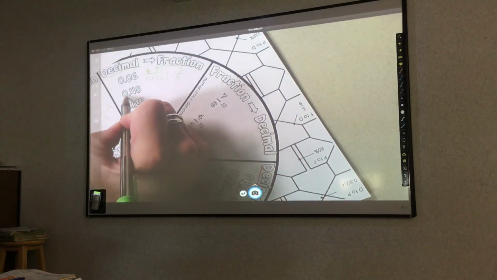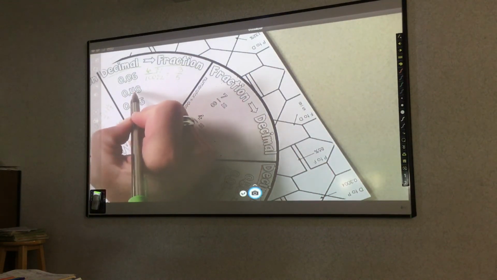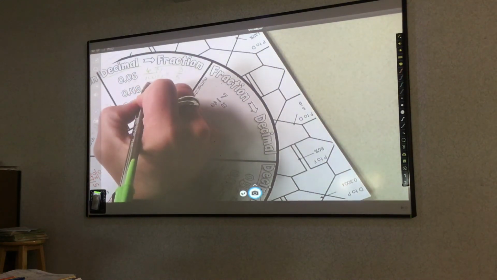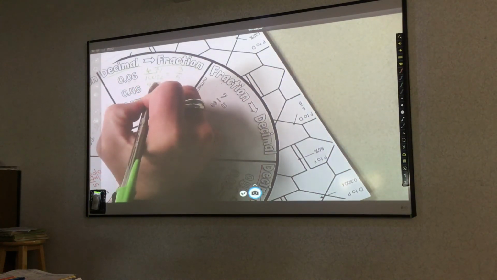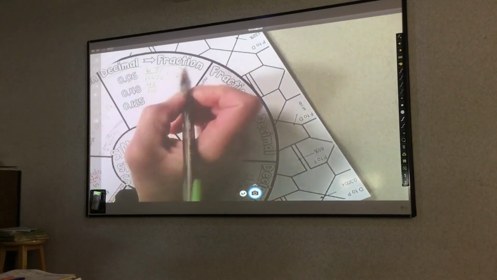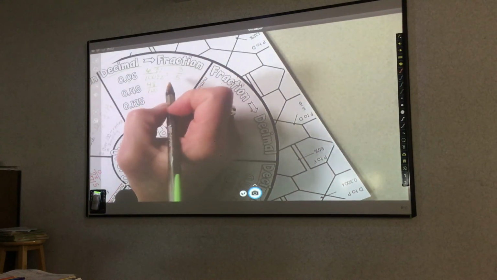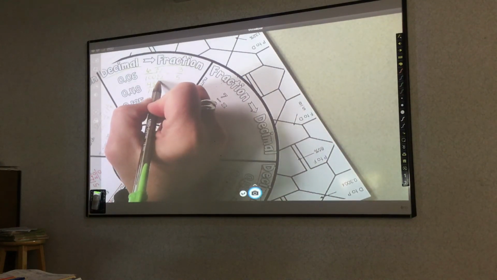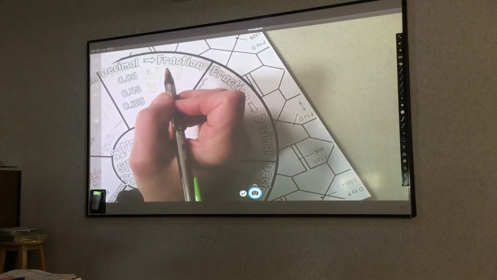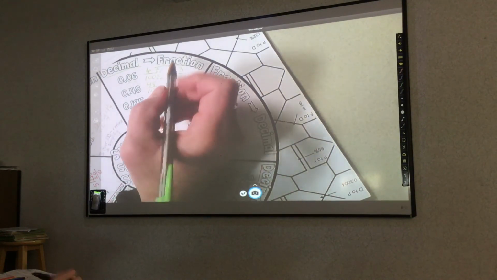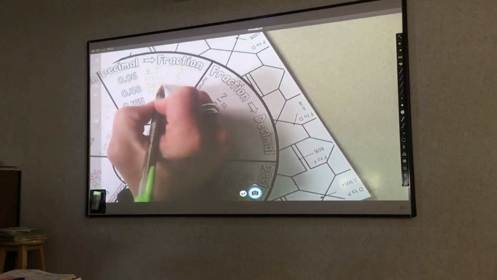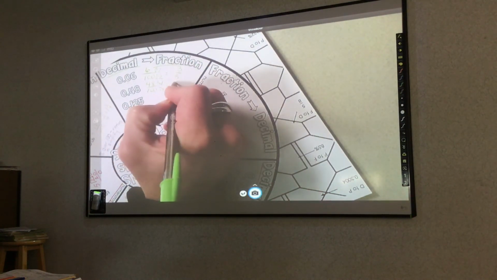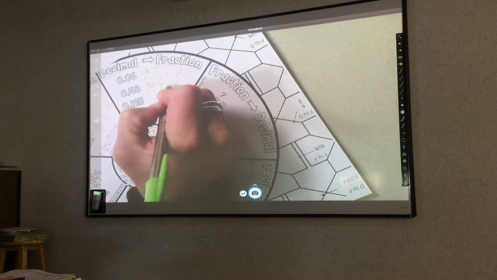I don't read it 0.48. I read it as 48, 48 what? Hundredths. 48 hundredths. I can reduce this also by 2, but I could also reduce it by something bigger than 2, which would be 4. If I reduce it by 4, it becomes 12 what? 25ths.